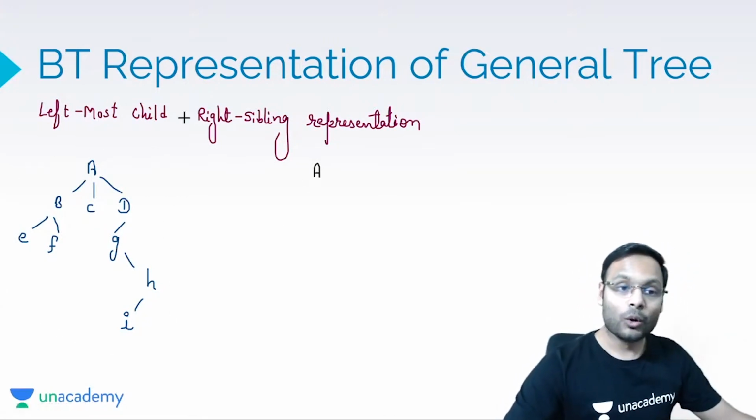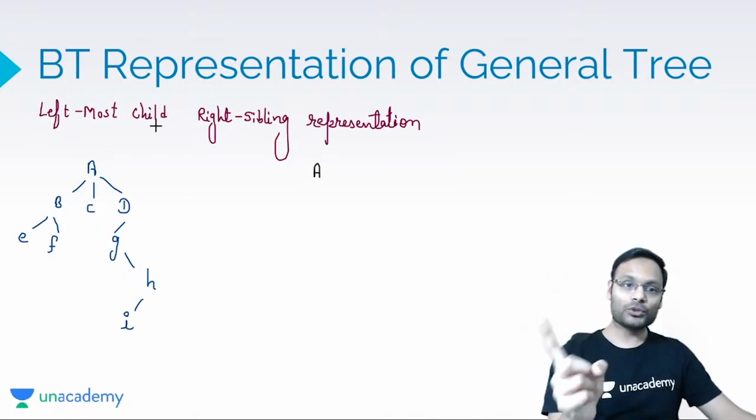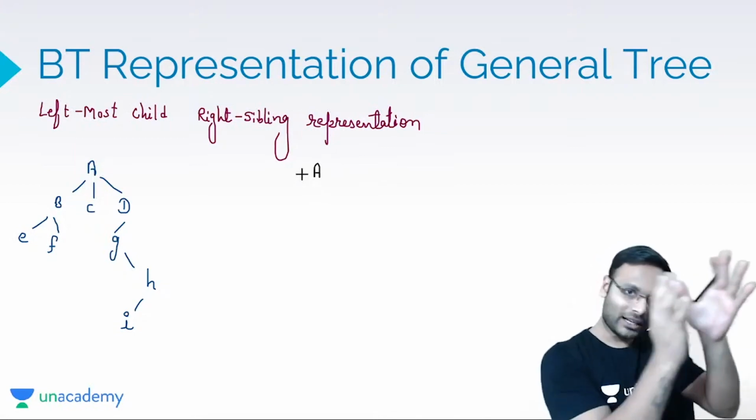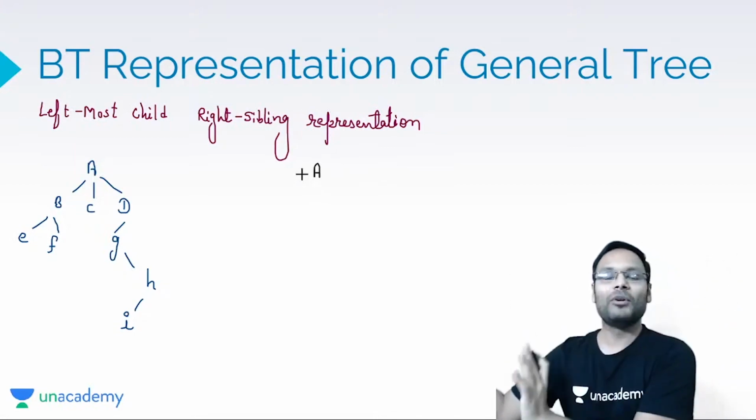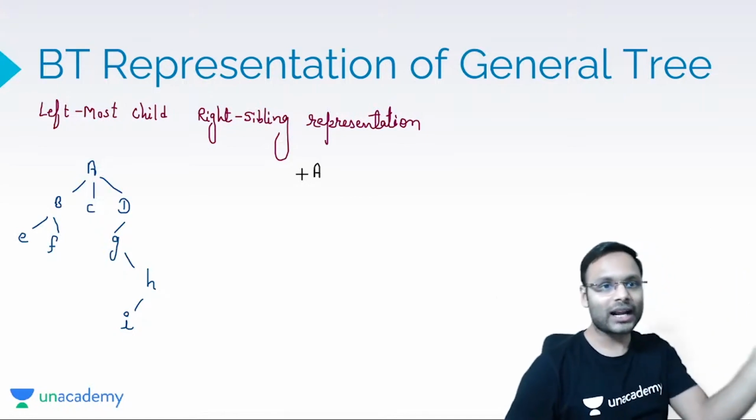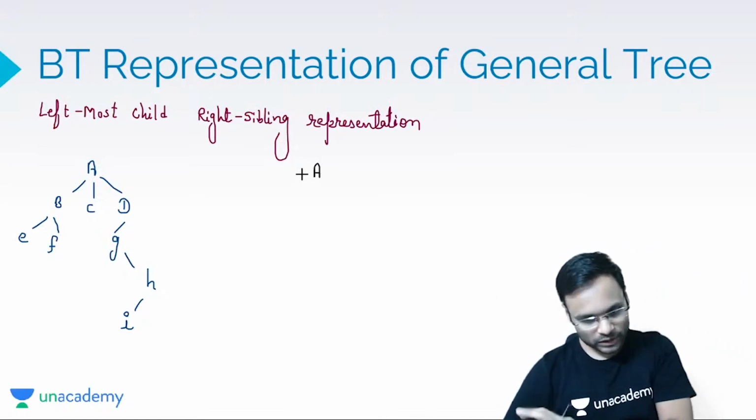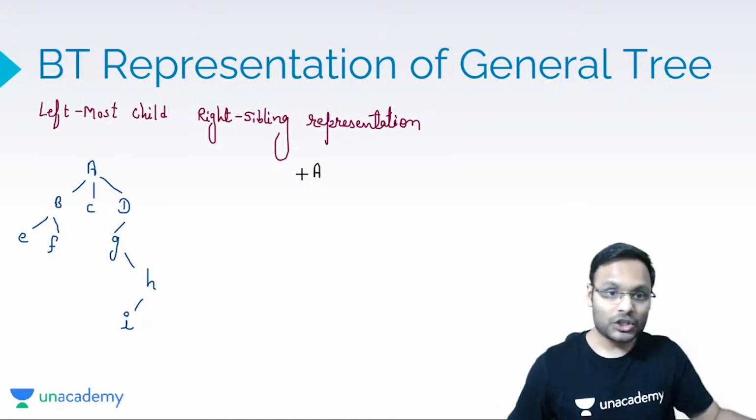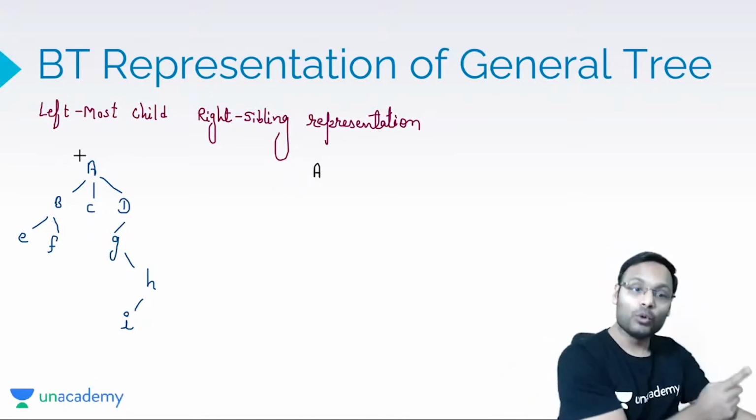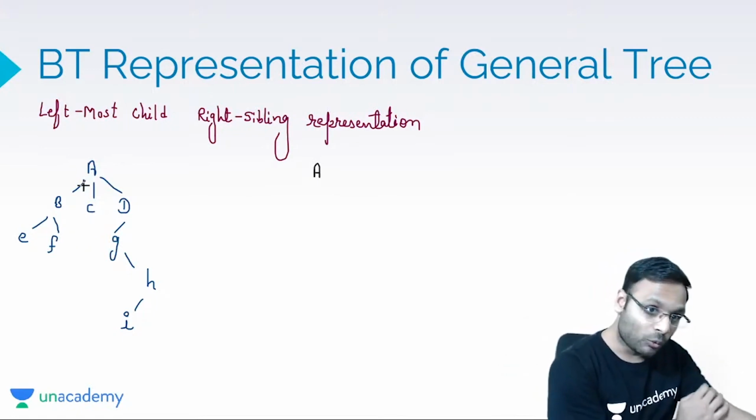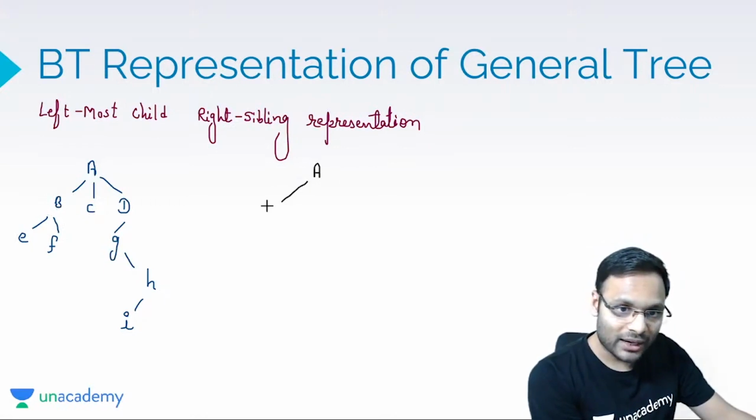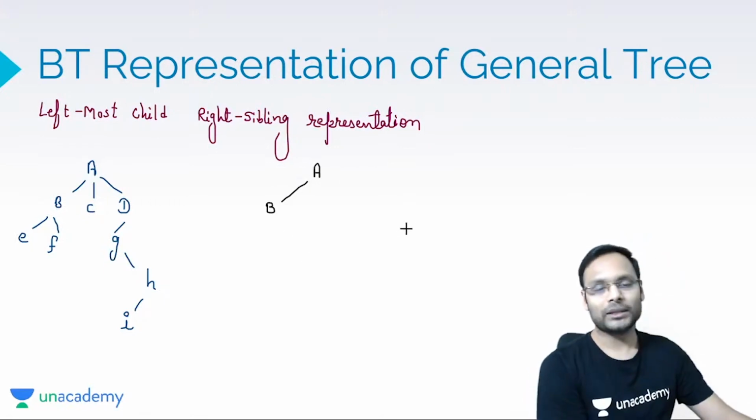Now look at this. What does it do? For every node, in the left we will have the child, and in the right side we will have the sibling. In the left side we will have the child of the node, right side we will have the siblings of the node. So what is the child of A? We check from the leftmost corner, the leftmost child. What is the leftmost child of A? B. So B should come directly as A's child.